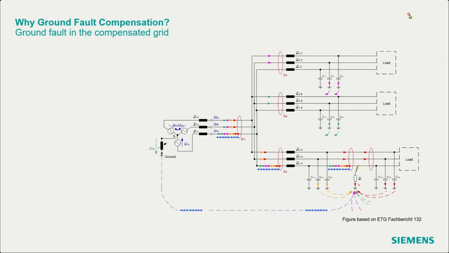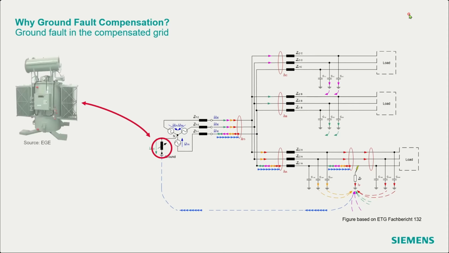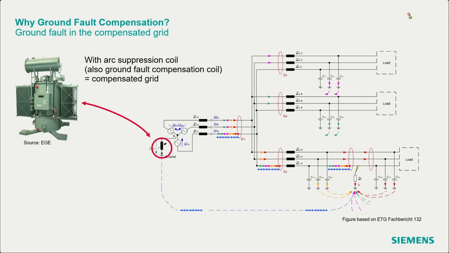And now to improve these conditions, we now come to the compensated grid. We now connect the neutral point of the transformer to the ground via an arc suppression coil, which is mainly an inductance. And now we get a second current circuit over the fault location and back over the arc suppression coil. And we can see the arrows here, the blue ones, they are showing into the opposite direction now because we here have an inductive current in contrast to the capacitive current caused by the line to ground capacities.